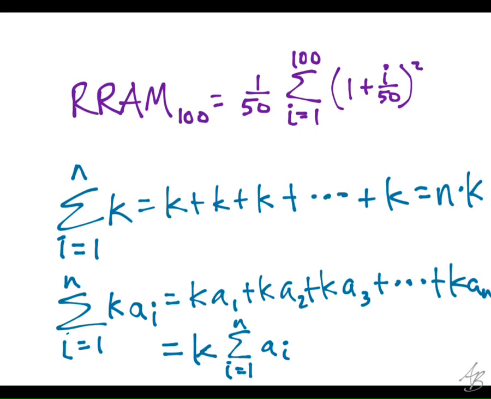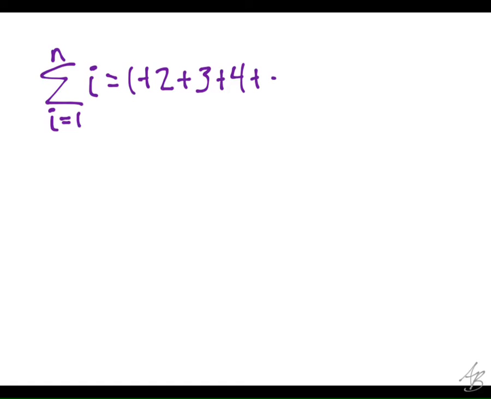Okay? Another thing that's going to be useful, and I'm kind of skipping over some of them. I'll show you the formulas here in just a second. Let's say that we're going from 1 to n of just i. What's that going to look like? One plus 2 plus 3 plus 4 and so on all the way up to n. Anybody know what that adds up to?